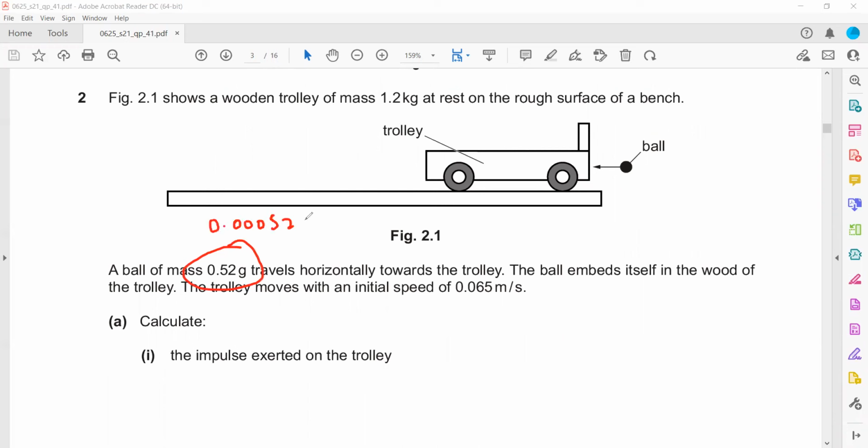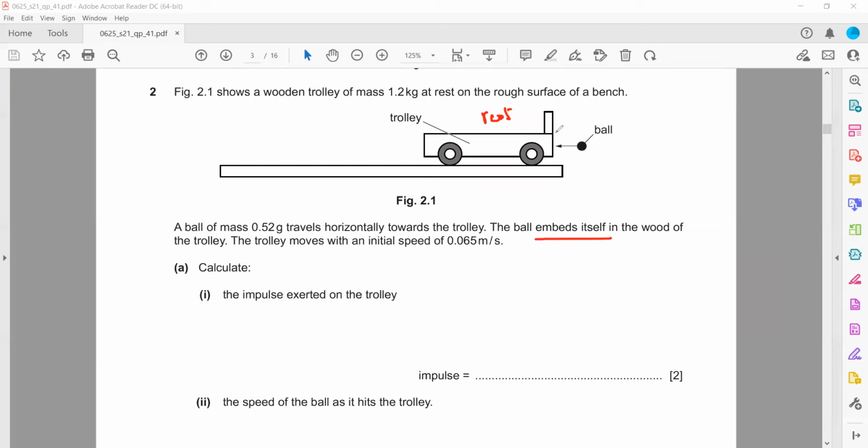The first part: calculate the impulse exerted on the trolley. Impulse is a change in momentum. Look, there was a ball moving towards the trolley, and initially the trolley was at rest. Then when the ball hits the trolley, the ball embeds itself in the wood. So it means the ball sticks to the trolley and they move together with a speed of 0.065 meter per second.